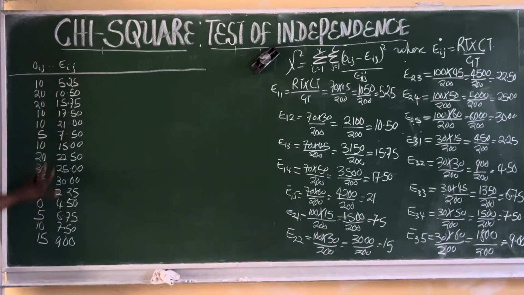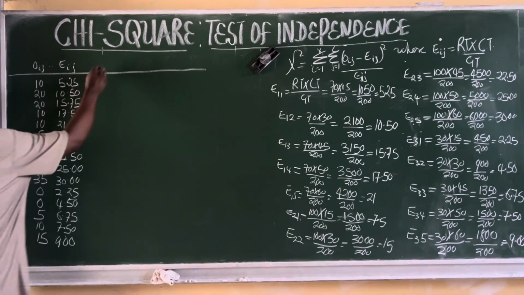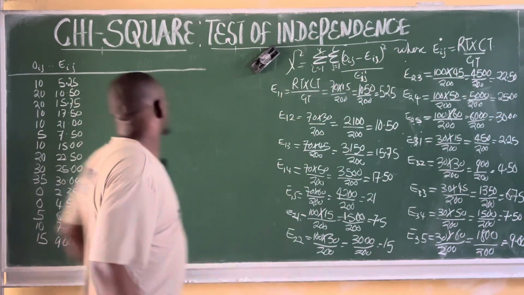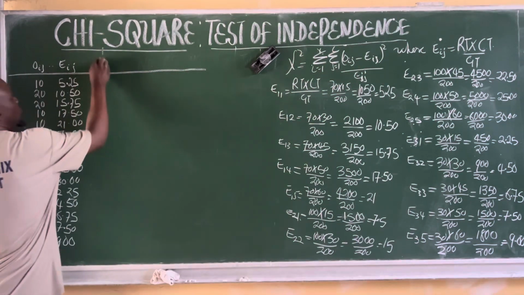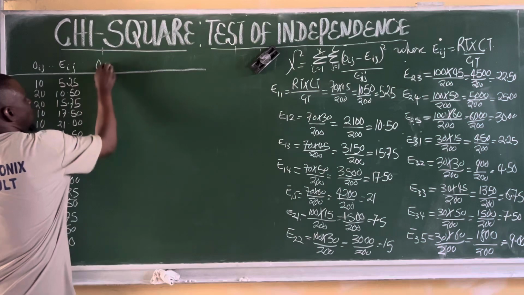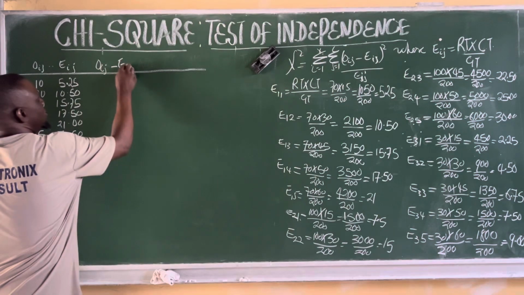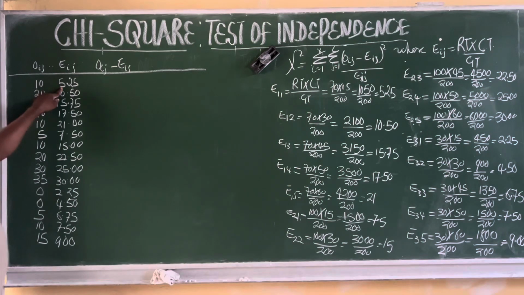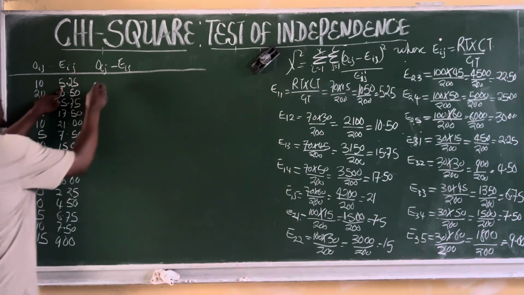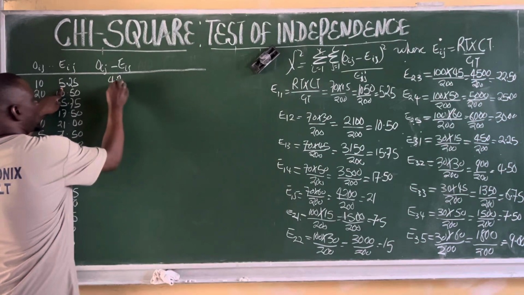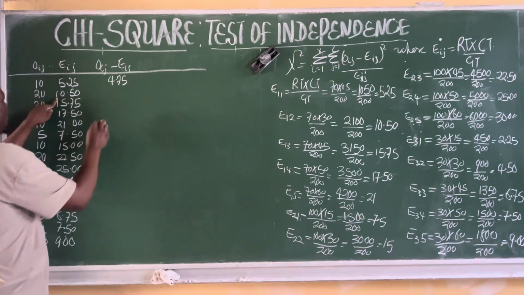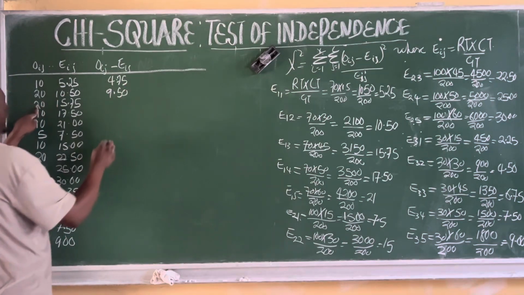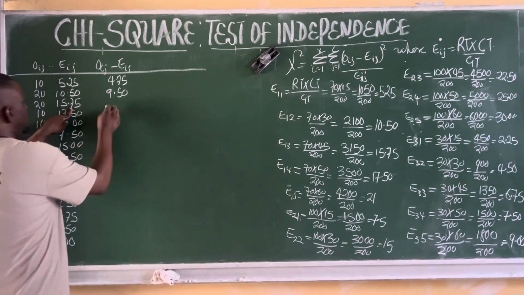Now we have tabulated the observed and the expected. The next will be, if you look at the formula, we said observed minus expected. So we'll create another column and call it observed O sub ij minus expected E sub ij. So 10 minus 5.25. 20 minus 10.5. 20 minus 15.75.